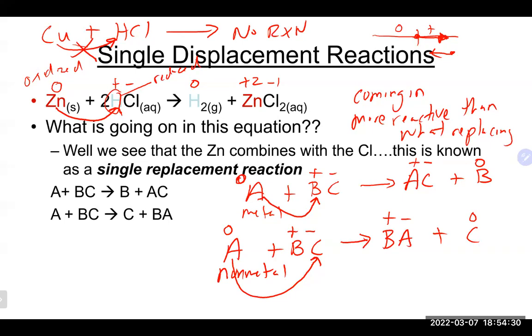Any questions on that? And that is how you recognize it. You should have basically one thing by itself, uncombined, with no charge, and an ionic compound, a positive and negative guy. That's classically how you recognize a single replacement reaction.